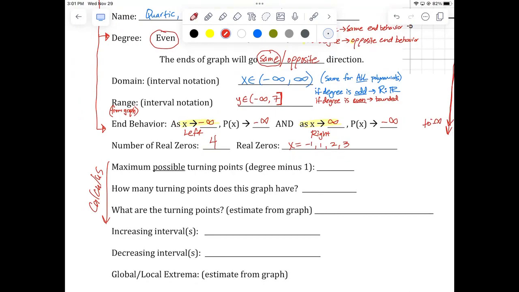So while a polynomial of degree n can have maximum n zeros, a polynomial of degree n can have maximum n minus 1 turning points. So what's the maximum possible turning points this graph can have if it's degree 4? 3. Good. A polynomial of degree 99 can have how many turning points maximum? 98. Good. Now, it doesn't mean it has to have 98. It can have up to 98, but that's the maximum number. For x-intercepts, it can have the actual number of the degree, but for turning points, it's always one less.